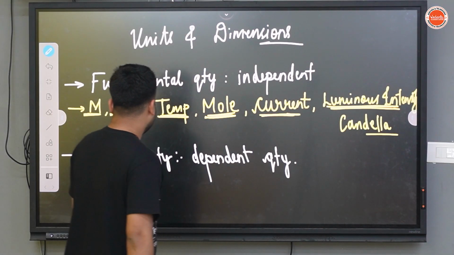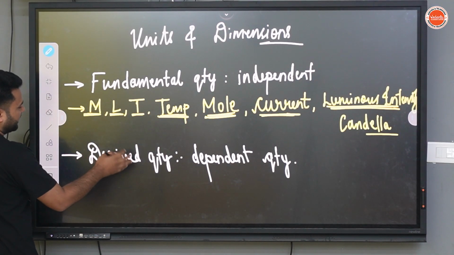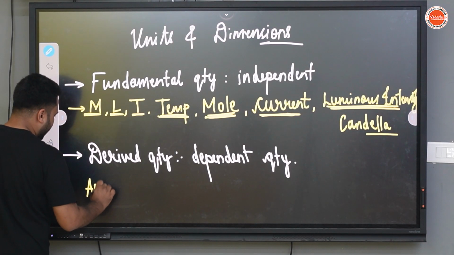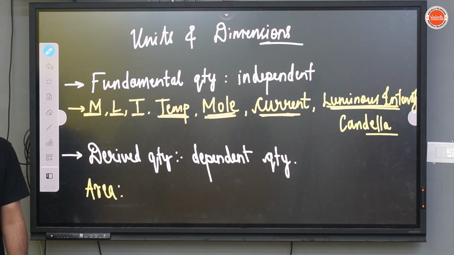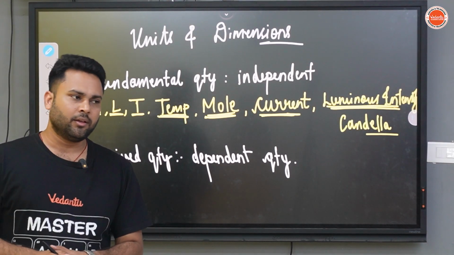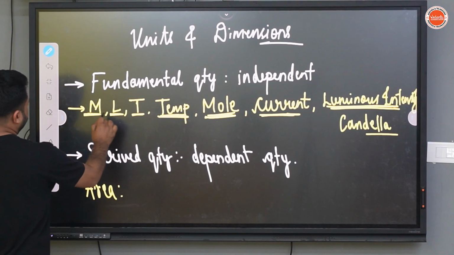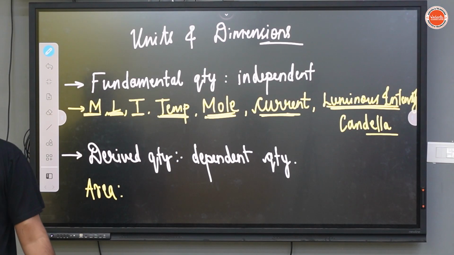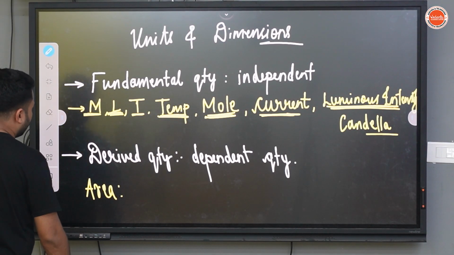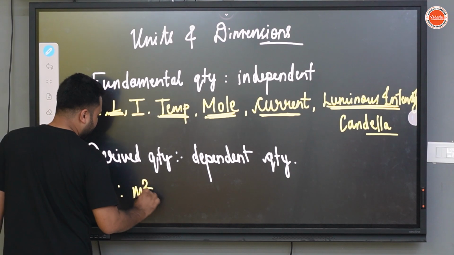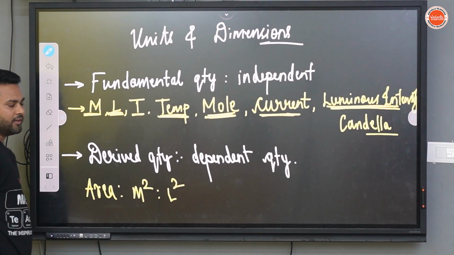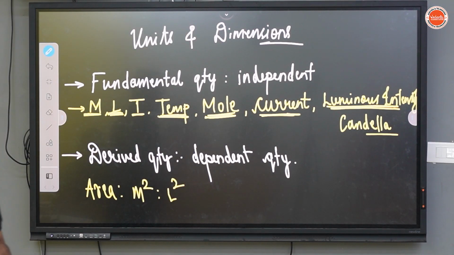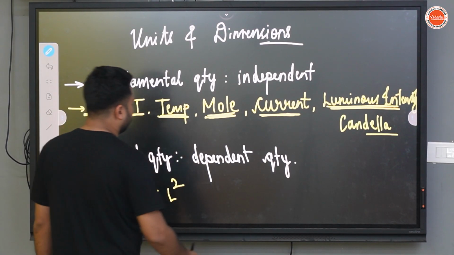And derived quantity. These quantities are derived from fundamental quantities. For example, you will understand the difference here. Like area. Area is length square, length into breadth. So we are taking the help of length, a fundamental quantity, to derive this quantity. What is the SI unit of area? Meter square. So basically this is length square. It depends upon length. If you don't have length, we can't define area.